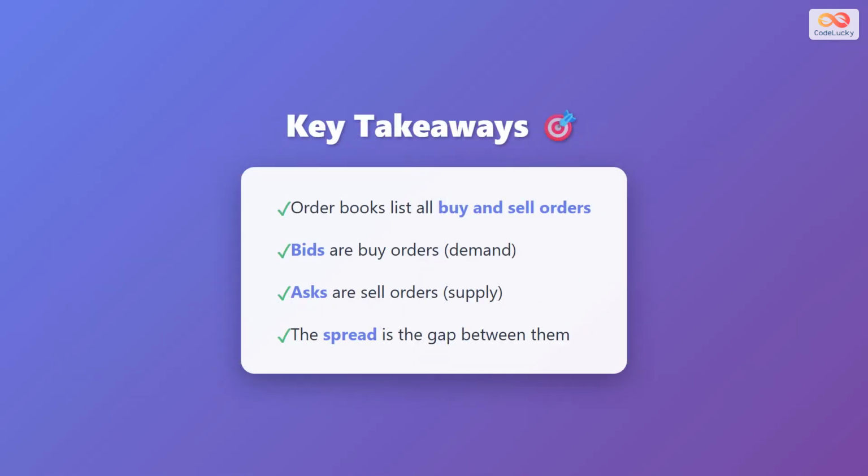Let's recap the key points. Order books list all buy and sell orders for an asset. Bids are buy orders and represent demand in the market. Asks are sell orders and represent supply. The spread is the gap between the highest bid and lowest ask. By understanding these elements, you'll be better equipped to analyze market conditions and execute trades with confidence.